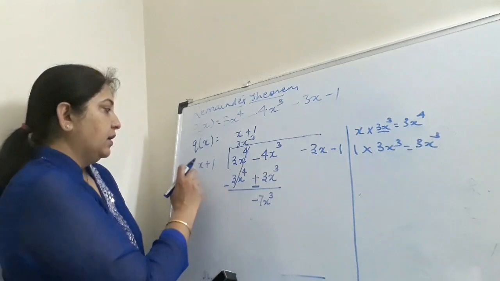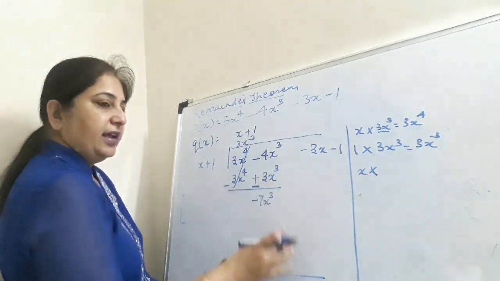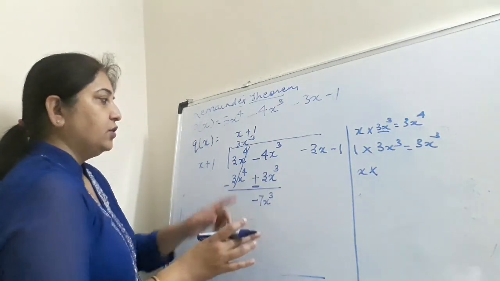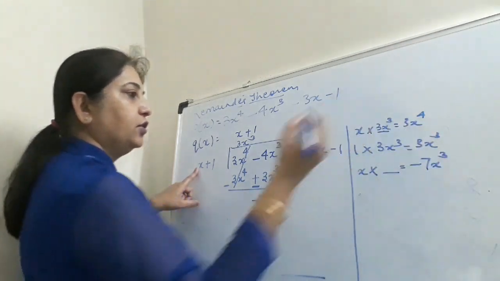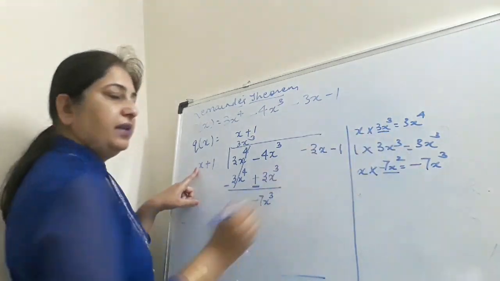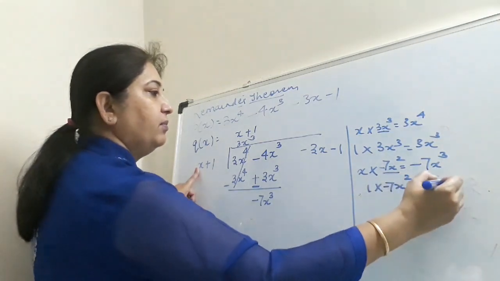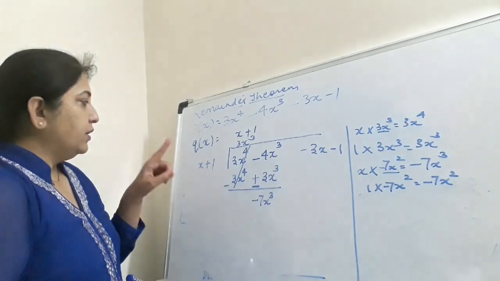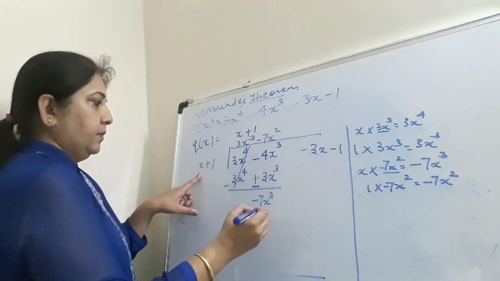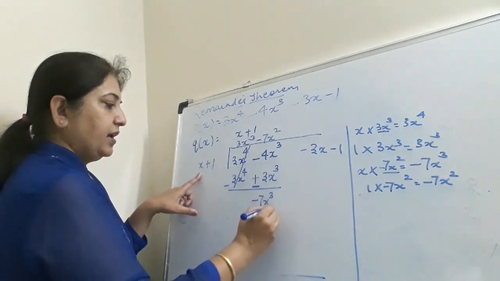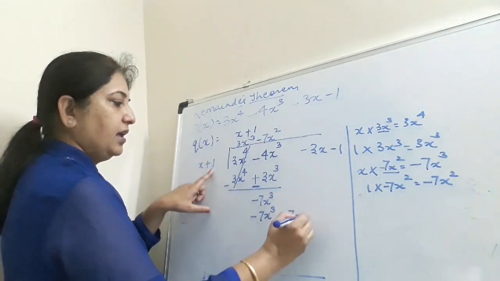Next, let us continue. We will go turn by turn and we have to eliminate each term so that I get the remainder. This is the way of continuing or completing the division. x into dash gives me minus 7x cube. That means I will write here minus 7x square, and x into minus 7x square will give me minus 7x cube, and 1 into minus 7x square will give me minus 7x square.